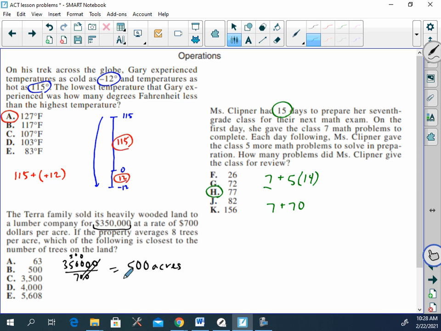And if we've got 500 acres, then we've got to read the next part of the problem here. If the property averages 8 trees per acre, we're going to take 8 times this many acres, because there's 8 trees on each one of those, and we're going to multiply them. So we take our 500 acres times our 8 trees, 5 times 8, 40. You have a calculator, don't be afraid to use it. So we end up with 4,000 trees.